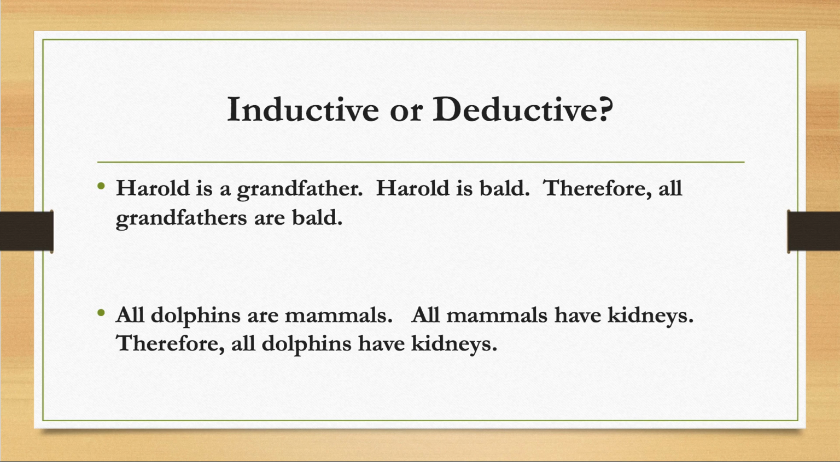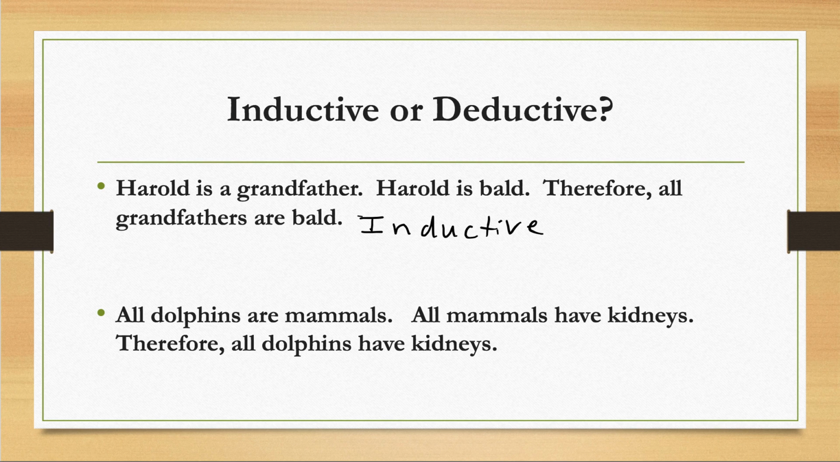Let's look at a couple of other examples. Harold is a grandfather. Harold is bald. Therefore, all grandfathers are bald. So I know that Harold is a grandfather and that Harold is bald. Does that mean that all grandfathers are bald? No, of course not. Therefore, this is an example of inductive reasoning because our statement is false. Remember that inductive reasoning could have a conclusion that is true or it could have a conclusion that is false.